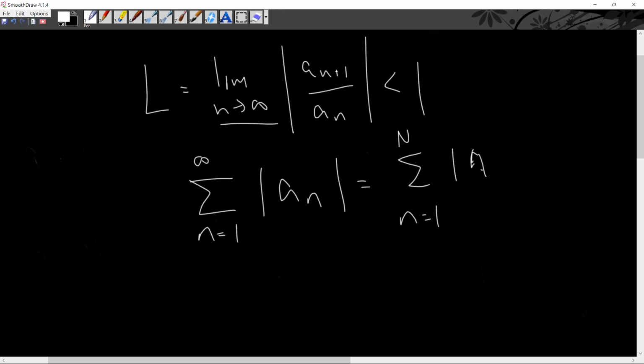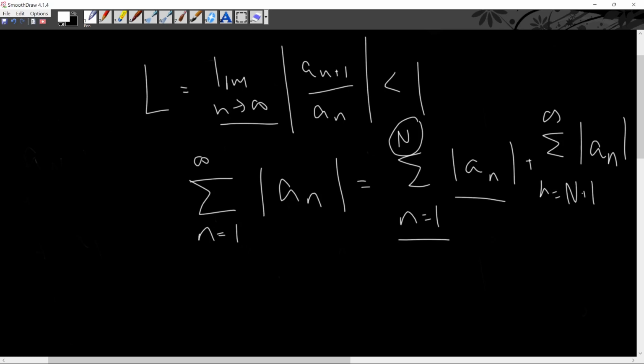So this is the absolute value of a sub n plus the sum from n is equal to capital N plus 1 up to infinity of a sub n, right? This is just saying that the partial sum up to capital N of a sub n plus the sum from the n plus 1th term up to infinity should be the same thing as n equals 1 to infinity.